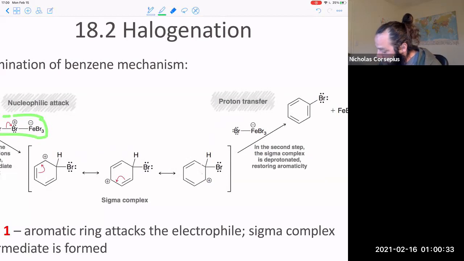You have this base, which in this case is going to be this other bromine. This is important because we have to reform that iron(III) bromide catalyst. So this is going to come down and accept that proton, allowing this pair of electrons to come down and reform our aromatic ring.